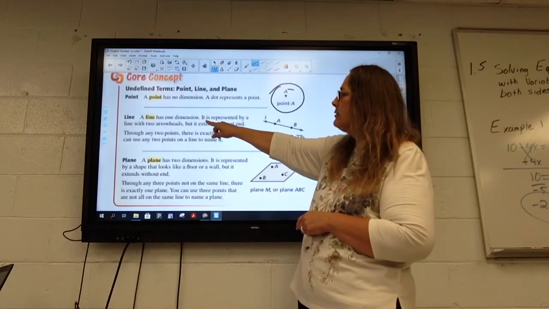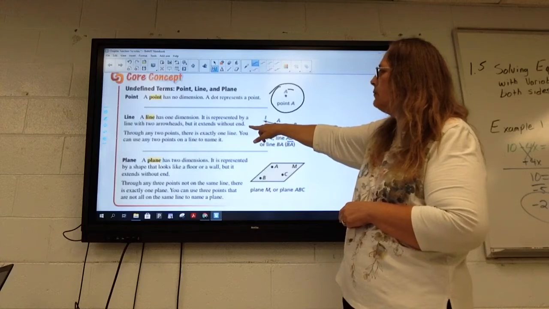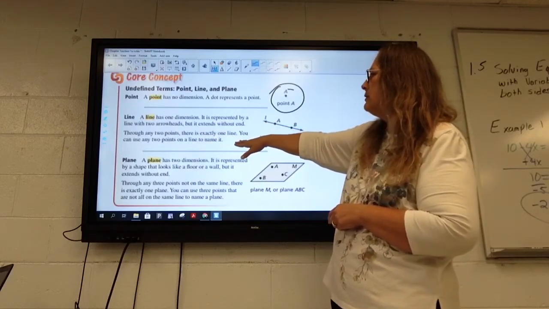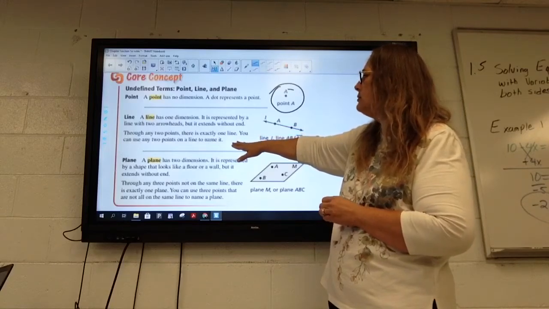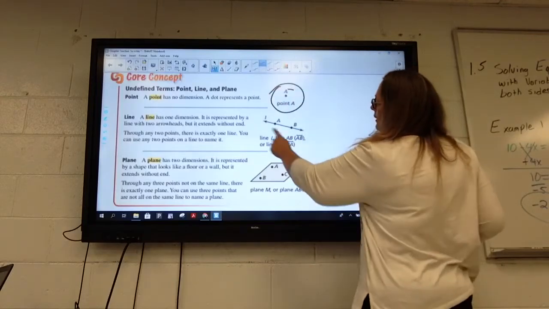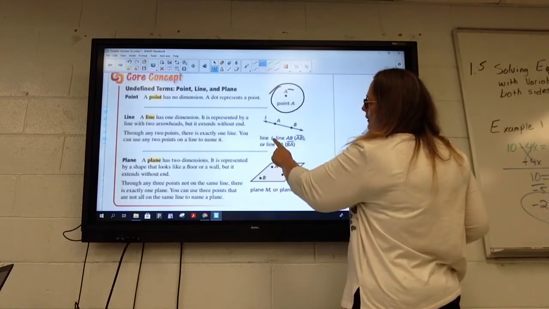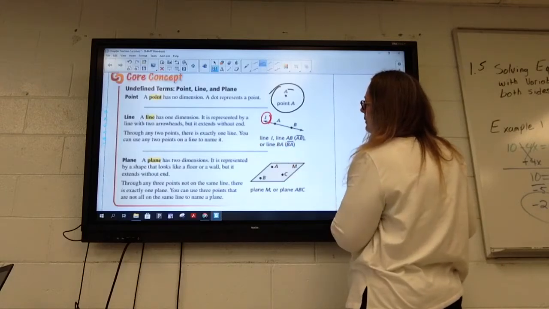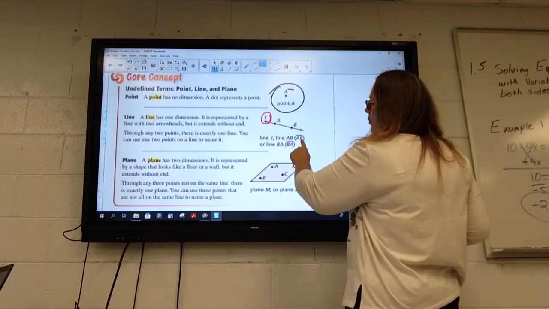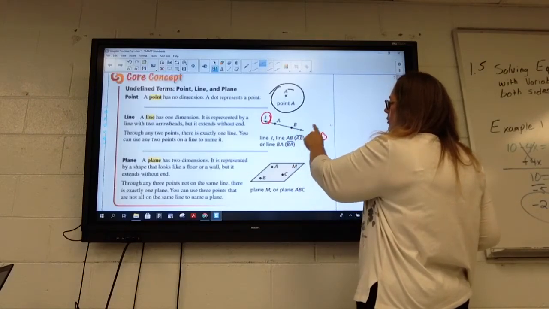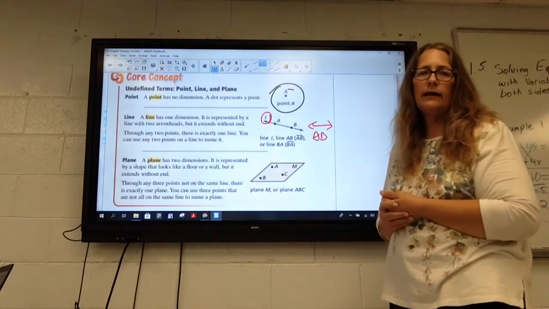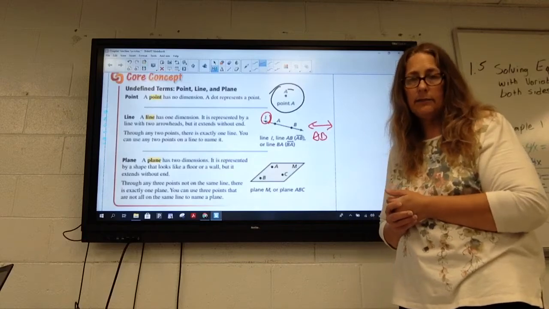Line, a line has one dimension. It is represented by a line with two arrowheads, but it extends without end. Through any 2 points, there is exactly one line. You can use any 2 points on the line to name it. So what we're looking at is this right here. We have this line. It's line L, for right here. Line AB, because those 2 points are on it, or line AB with the line over it with the arrows. You can also reverse the order of the A and the B, and it is the same thing. It means the same thing.